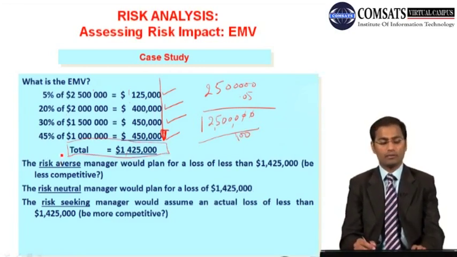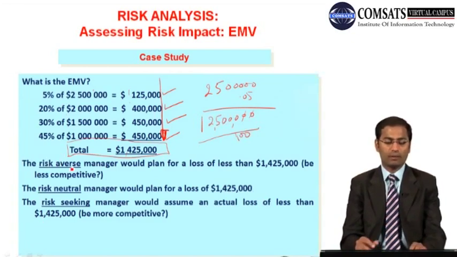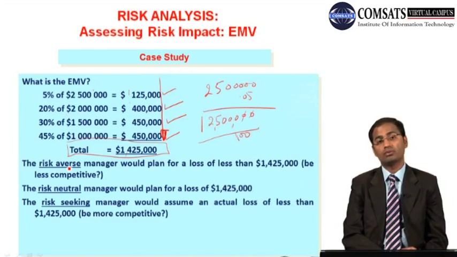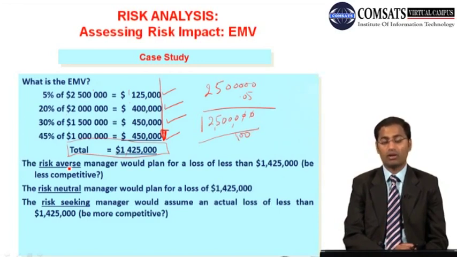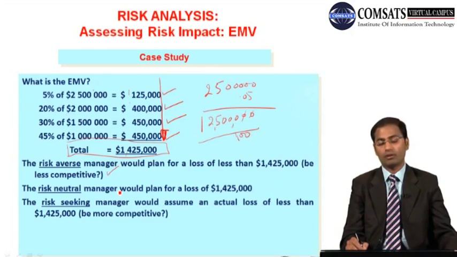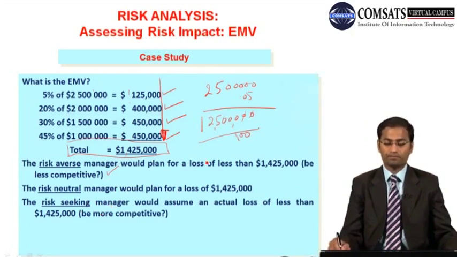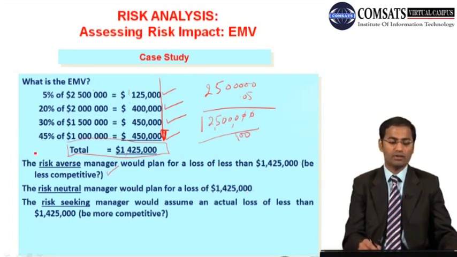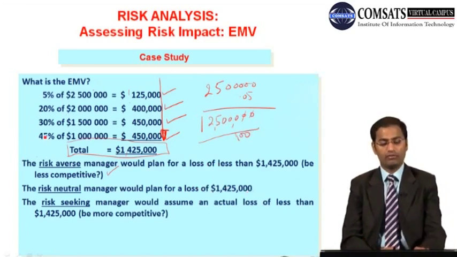The risk averse manager, risk averse is one who does not like risk and is very proactive, and does not like risk around. So the risk averse manager would plan for a loss of more than 1.425 million, to be less competitive. A risk neutral manager would plan for a loss of 1.4 million, and a risk seeking manager would assume an actual loss of less than 1.4 million. So these are the different attitudes considering expected monetary value.